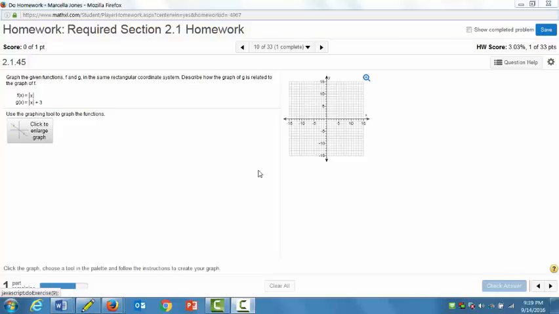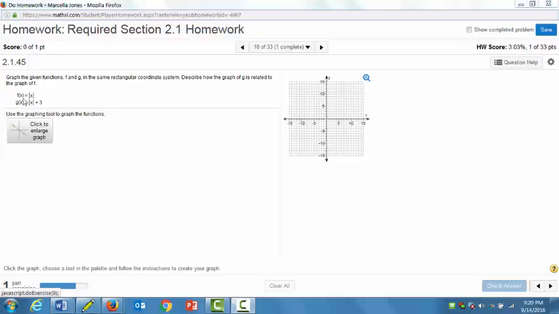We're going to look at graphing number 45 from section 2.1. Here you want to graph both f of x and g of x. F of x is the absolute value of x. G of x is the absolute value of x plus 3.